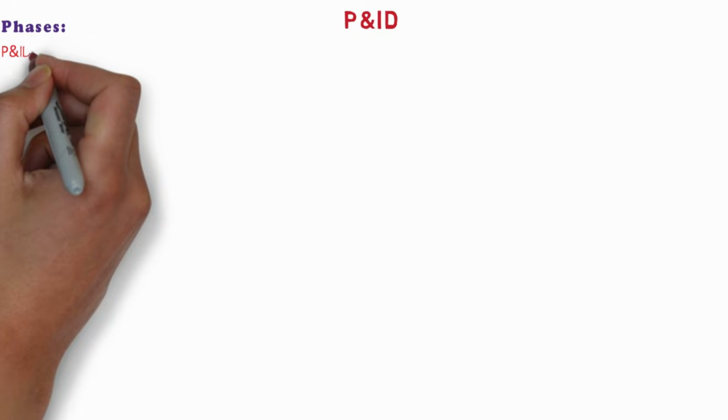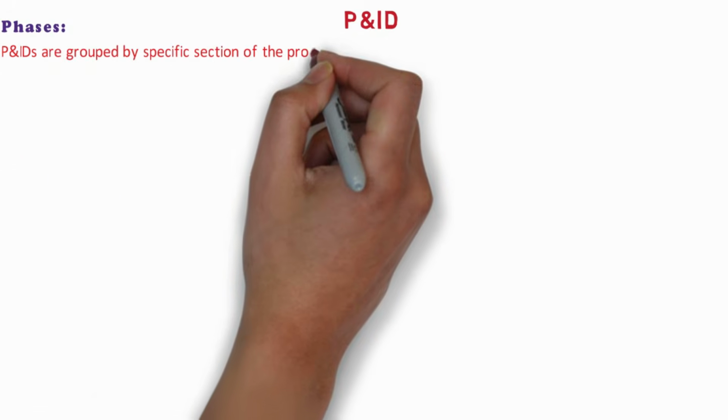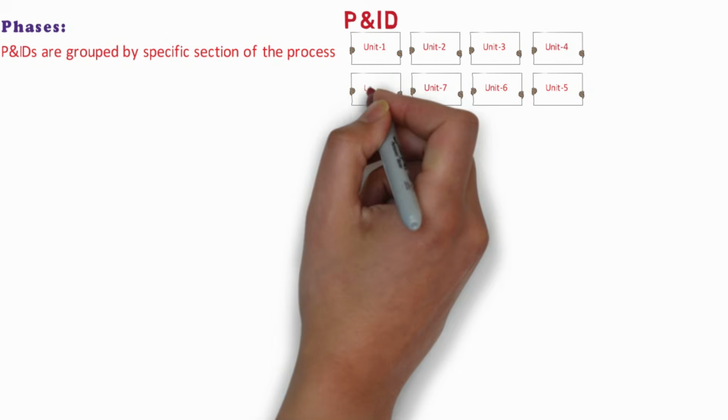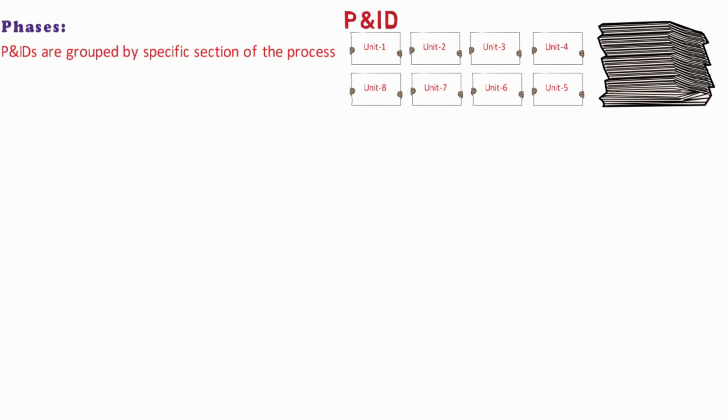Now let's discuss different phases of P&ID. It is grouped by specific sections of the process. P&IDs are originally drawn up at the design stage from a combination of process flow sheet data, the mechanical process equipment design, and the instrumentation engineering design.